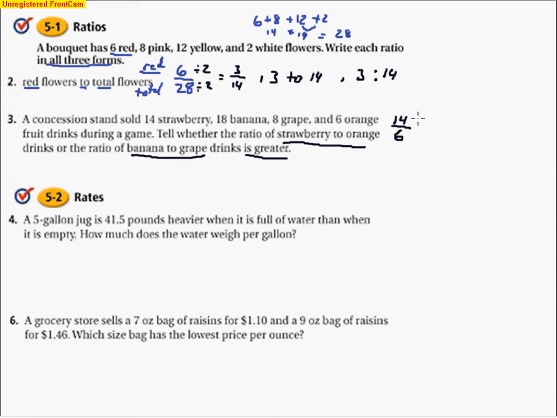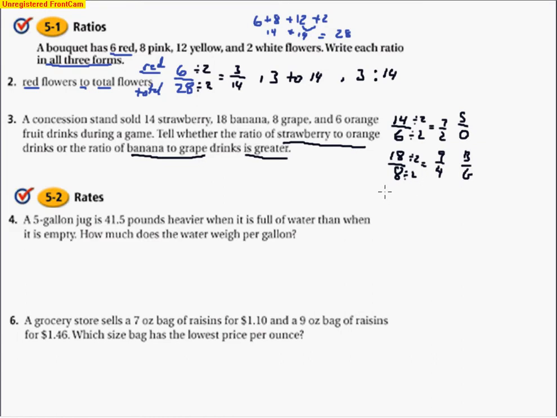Now, I can reduce this. Let's go ahead and do that. This would be the same thing as if I divided by 2, it would be 7 over 3. So this is the one that is strawberry to orange, S to O. Okay, now let's do banana to grape. So banana is 18. So we got 18 on top. And we have grape. Grape is 8. So 8 on the bottom. Do the same thing. Let's take out that common factor of 2. And that just makes the fraction smaller, 9 to 4. And so this was banana to grape. All right, so we know which one's which.